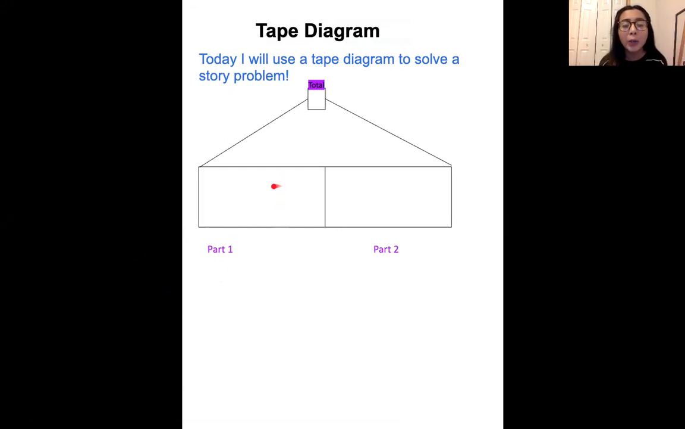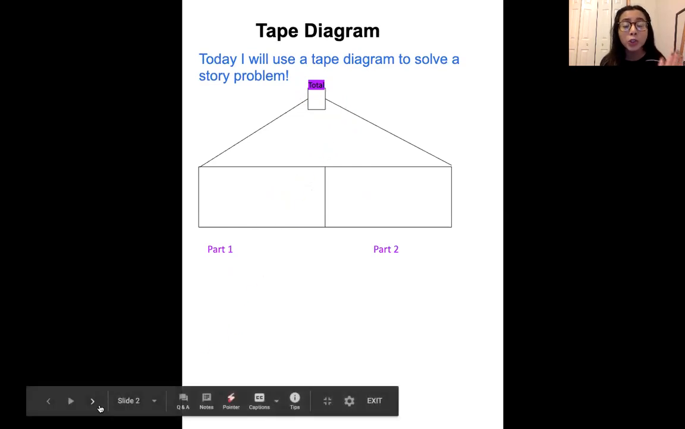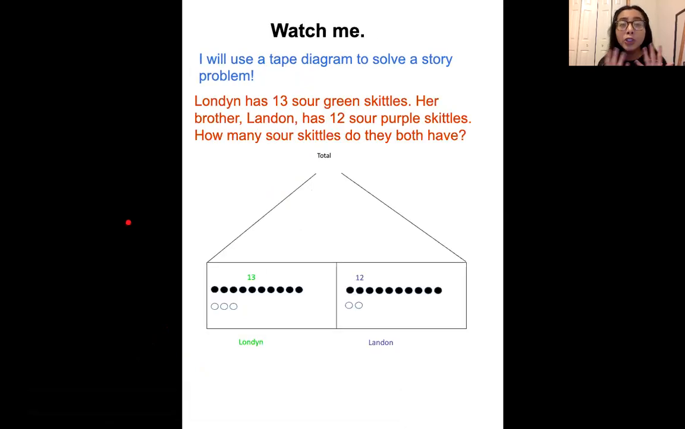In a tape diagram, we have two parts that we can draw or write the numbers in, and then we have a total or a whole. This should remind you of a number bond, because a number bond also has two parts and a total or a whole. So we're going to use this to match the stories that we're going to read today, and we're going to organize our pictures with our tape diagram. As I read the story, watch me as I think through what pictures I need to draw to figure out the unknown in this story.